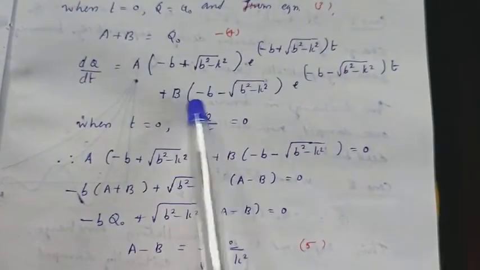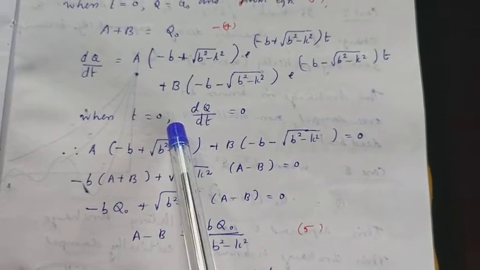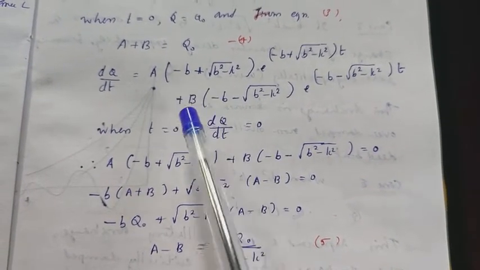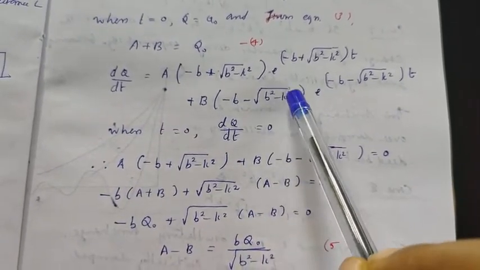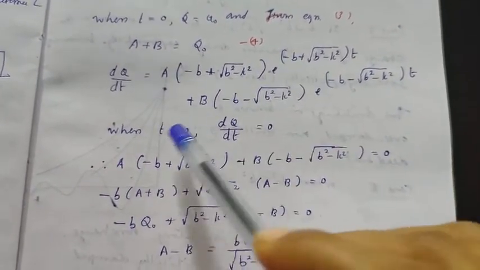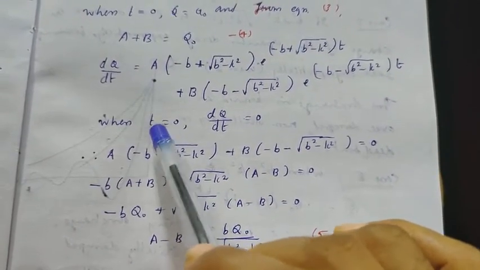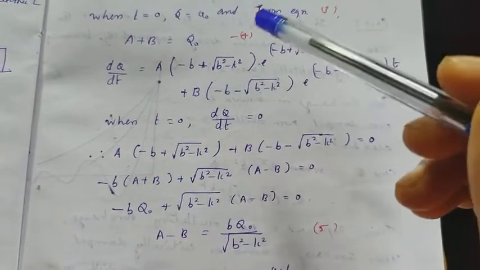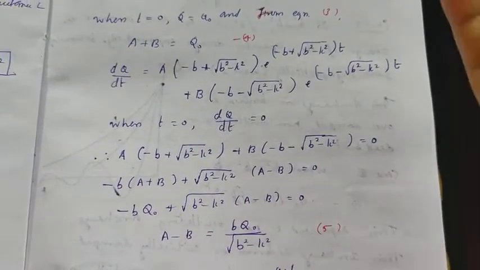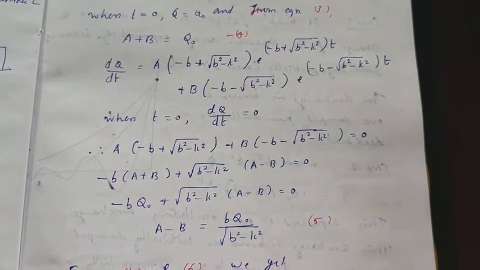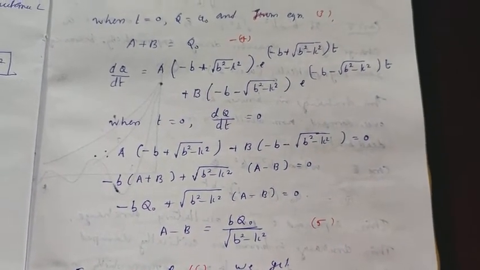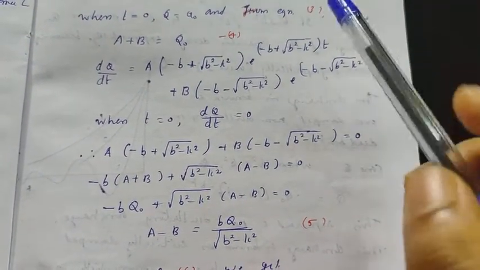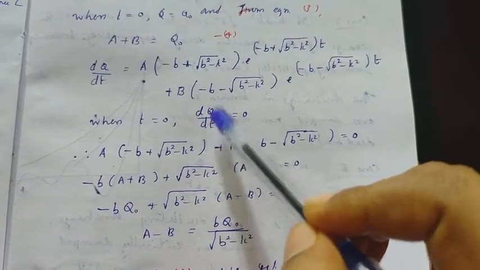So we will get dq by dt like this. When t is equal to 0, dq by dt is equal to 0. That we will get from this equation. That is, initially, when the discharge starts, the initial charge is a steady state value, that is q is equal to q0, so there is no change in the value of the charge, therefore the time derivative will be 0.